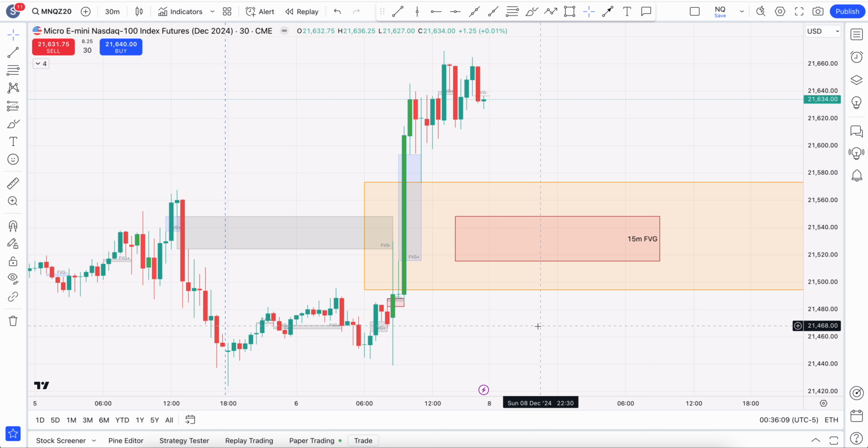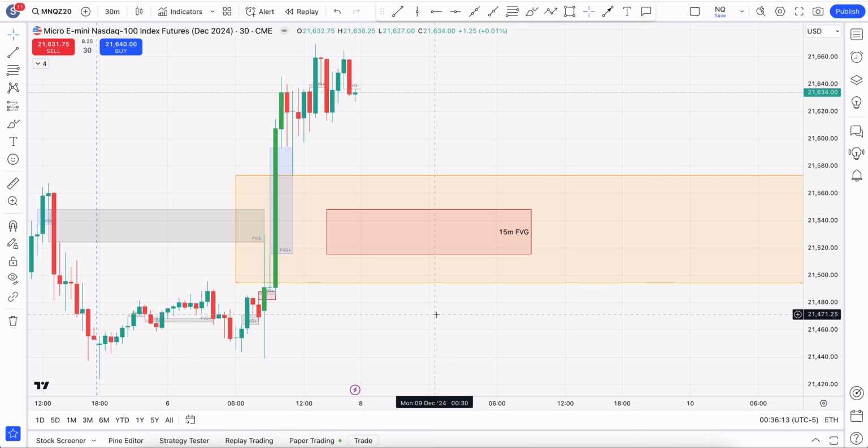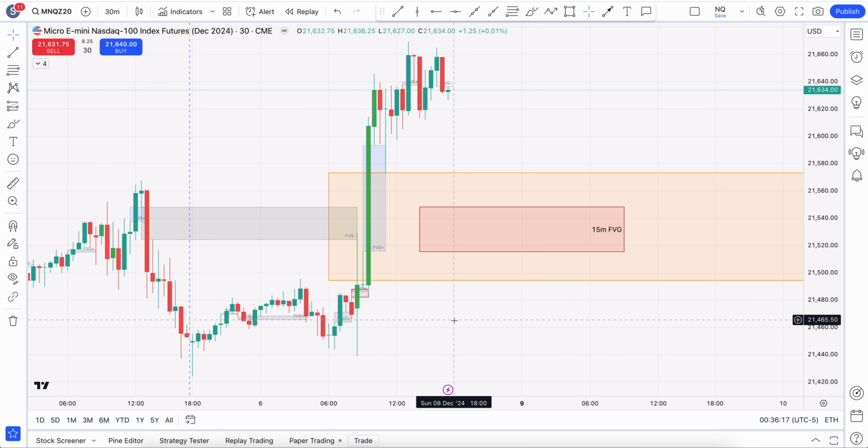So basically, any fair value gap that is on the higher time frame, like the 4 hour time frame or the hourly time frame, and also even the 15 minutes time frame, you can take good trades when price comes near to it or price trades into it.